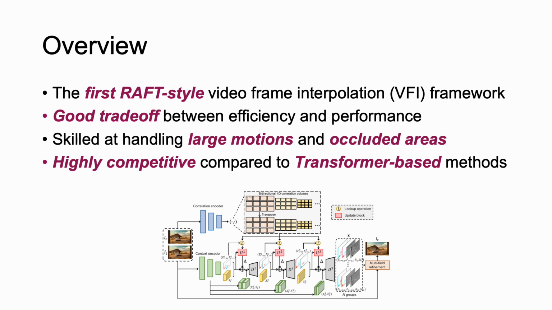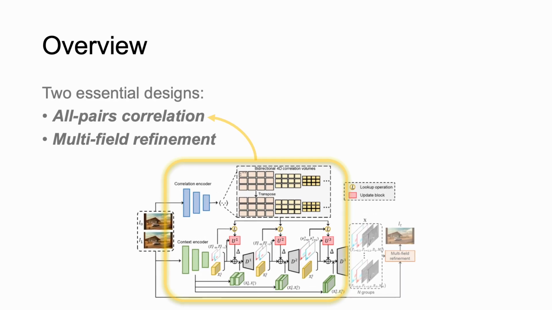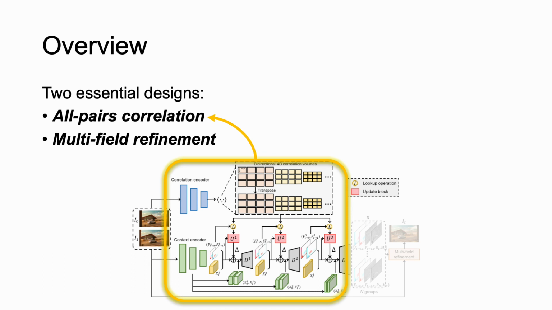AMT is the first RAFT-style video frame interpolation framework. AMT shows a good trade-off between efficiency and performance. The designs in AMT reduce the difficulties in modeling large motions and handling occluded areas during frame interpolation. It shows competitive results compared to transformer-based methods. These advantages can be attributed to the two essential designs.